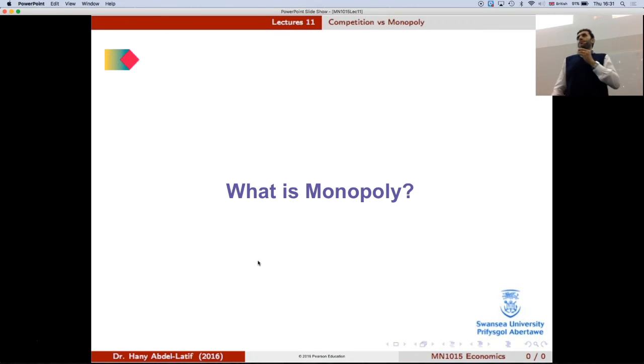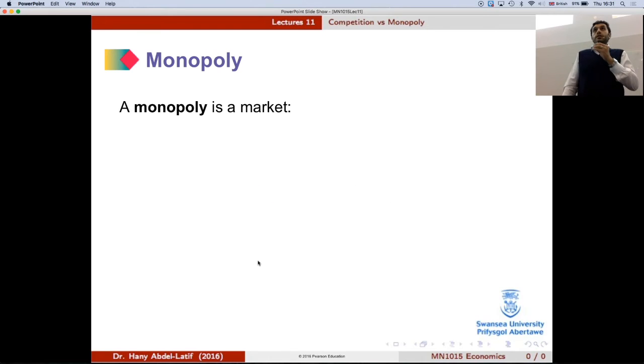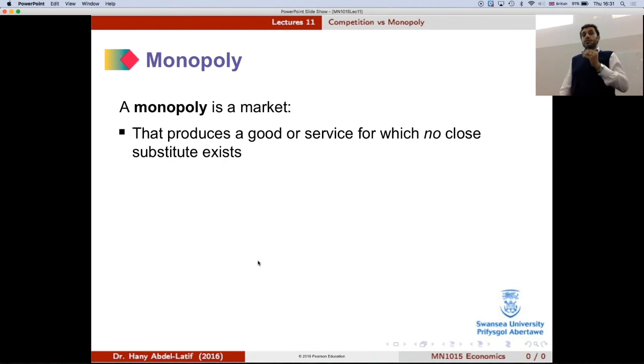But this is not enough, not just one firm. This firm produces a product that has no close substitutes. So people cannot replace it with another product. Otherwise, it will be faced by competition from the substitutes. So one important thing now to remember, we understand we have a single seller in this market, but also the nature of the product they produce has no close substitutes. So that's why there's no competition.